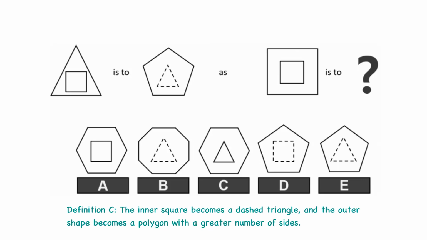The inner square becomes a dashed triangle, and the outer shape becomes a polygon with a greater number of sides. Getting a little more interesting. This definition is better, and it's better structured than the previous one, but nonetheless options B and E still fit, as both the octagon, which is what we see in option B in the outer shape, and the pentagon, which is what we see as the outer shape in option E, have more sides than a square. So again, this doesn't work.